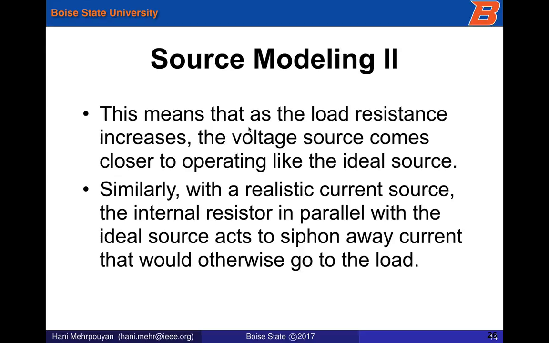So what that means is as load resistance increases, the voltage source comes to behave closer and closer to operating like an ideal source. And this is very important because, as I mentioned before, if you connect a load that has a very low resistance to, for example, a battery or any sort of power source, you would see significant voltage drop from the voltage that you would expect. So for example, if you have a car battery that is supposed to supply 12 volts, when you connect that to a load that has very little resistance, that 12 volts could be down to 6 volts. So this is very important for example, starting up your car in the morning.